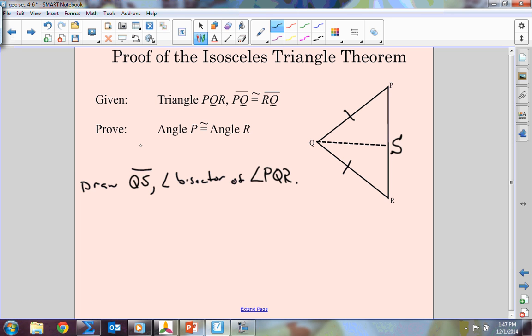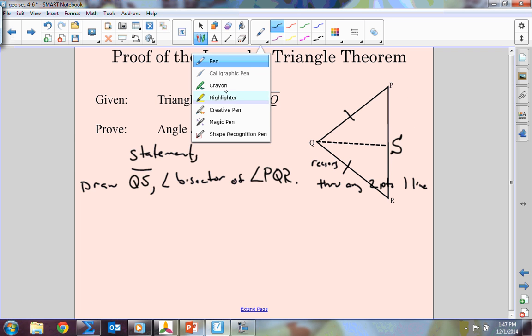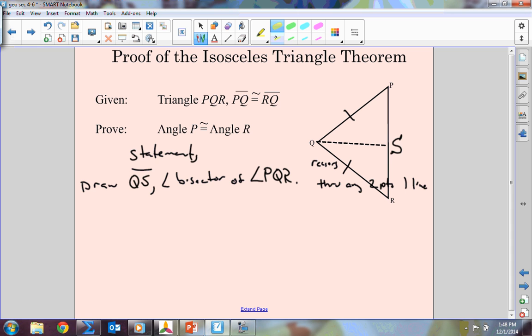So, if I make this my statements, and over here my reasons, alright, this would be through any 2 points, one line. And now we've done the hard part. Let's look at it and talk about it before we write it out.